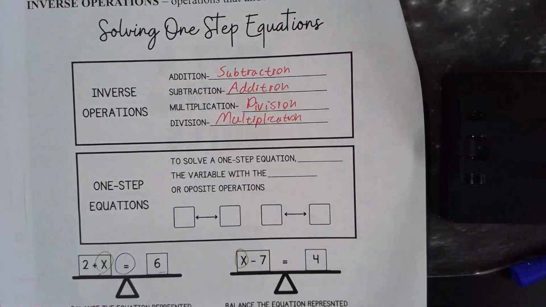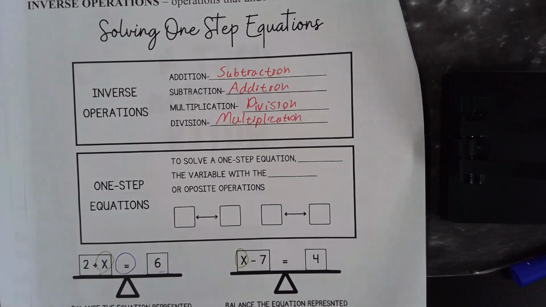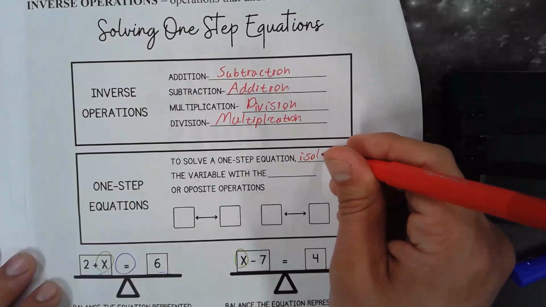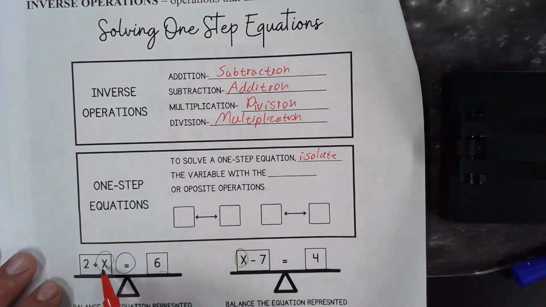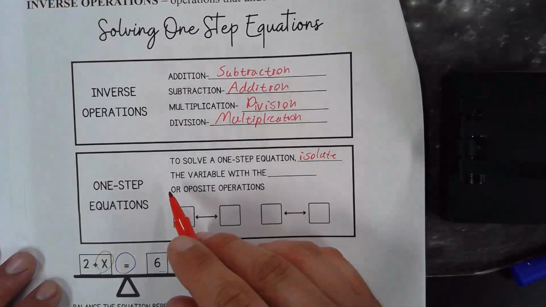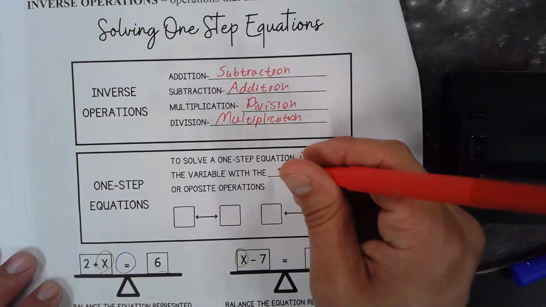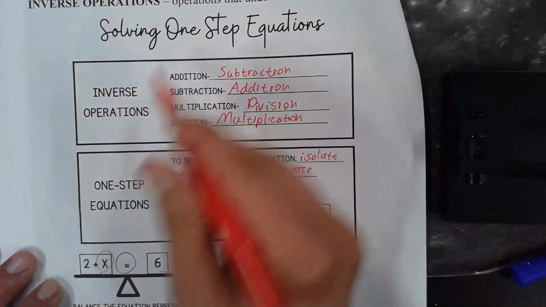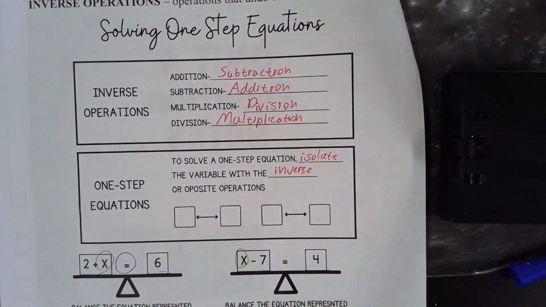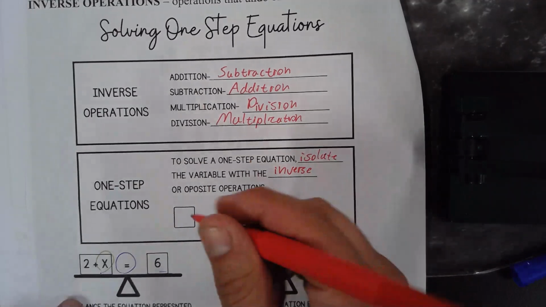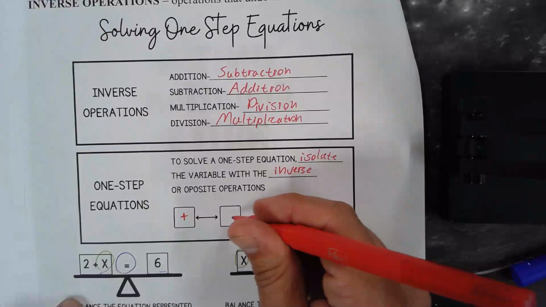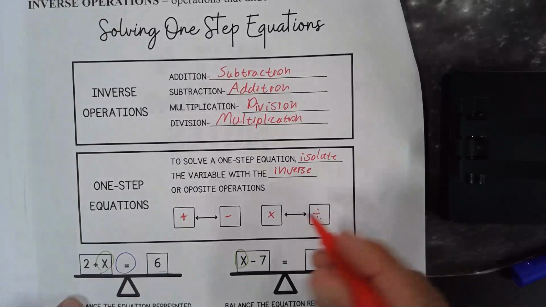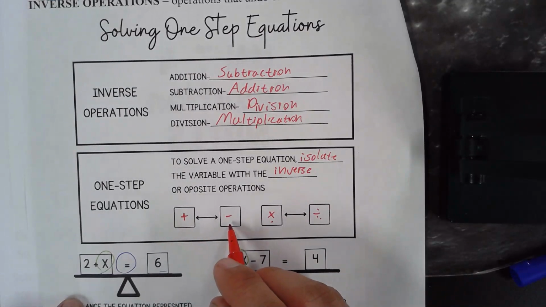And then the next box there says to solve a one-step equation, isolate the variable. And remember, a variable is things like x, a, b, or c, or any of those alphabet letters. Isolate the variable with the inverse or opposite operation. So inverse operation, that's all this stuff up here. Like the inverse of addition is subtraction, and the inverse of multiplication is division. And that goes the other way too. The inverse of division is multiplication, and the opposite of subtraction is addition.